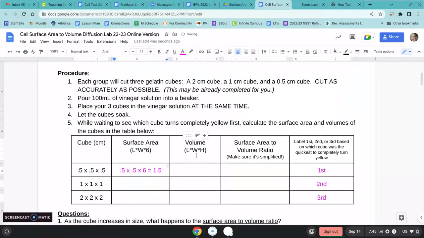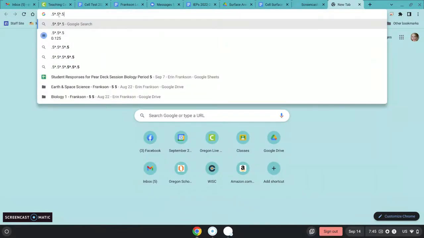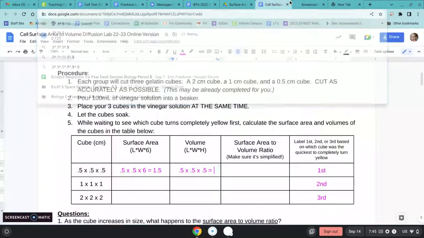For volume, that's the inside area. We're just going to take length times width times height. So 0.5 times 0.5 times 0.5. Again, I'm going to go back to my calculator here in Google. 0.5 times 0.5 times 0.5, and we get 0.125.